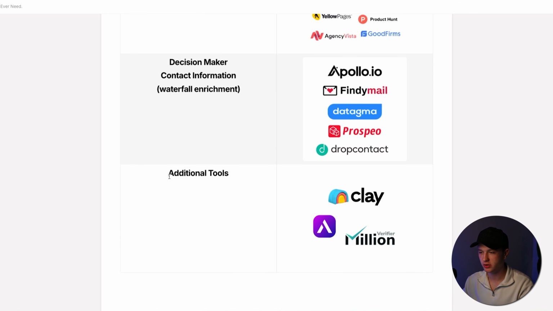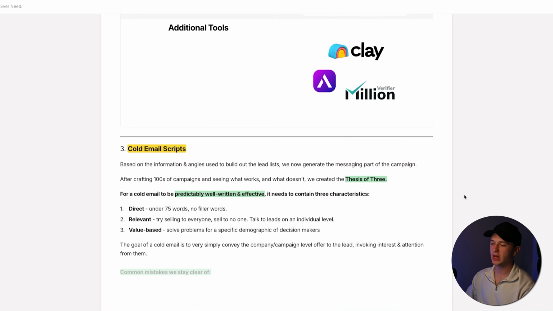So next are the additional tools. Like I mentioned, clay.com is huge in personalization. If you want to export, this is the one that we used to use. We still use it sometimes. It's called Export Apollo, and Million Verifiers, the SMTP verifier.